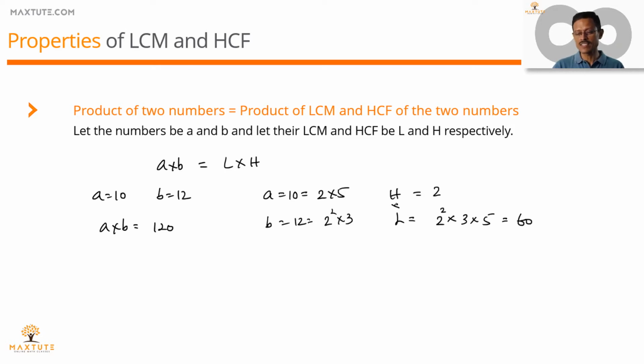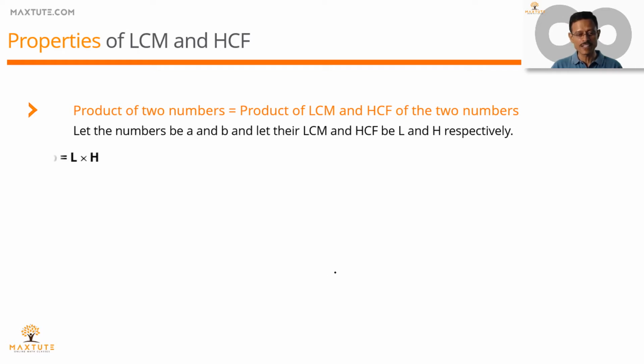The product of the HCF and LCM, which is 2 into 60, is also equal to 120. So product of two numbers is equal to product of the LCM and HCF of these two numbers. Quickly see it in a printed form. This is what the property essentially means.